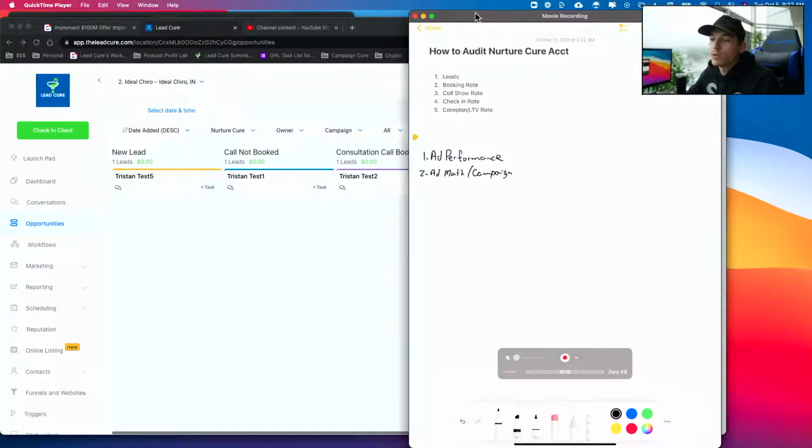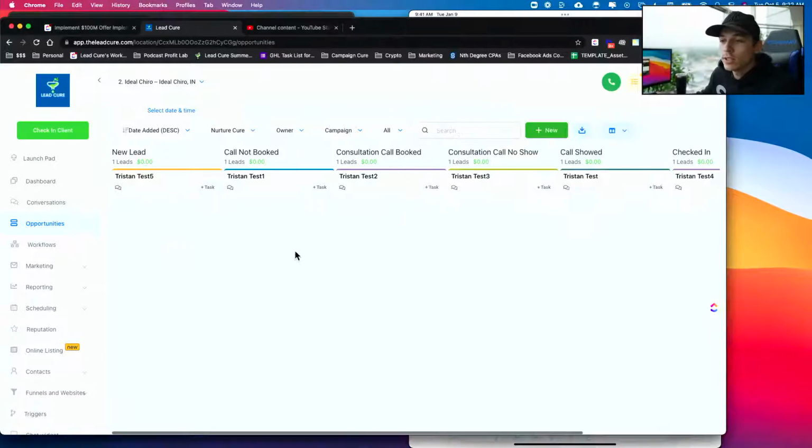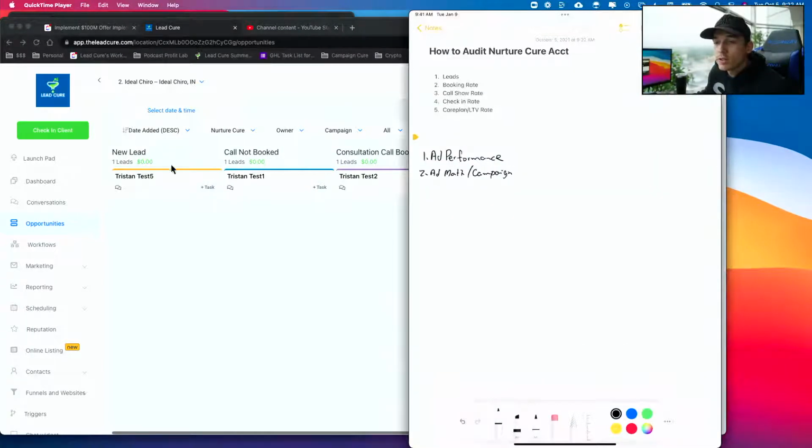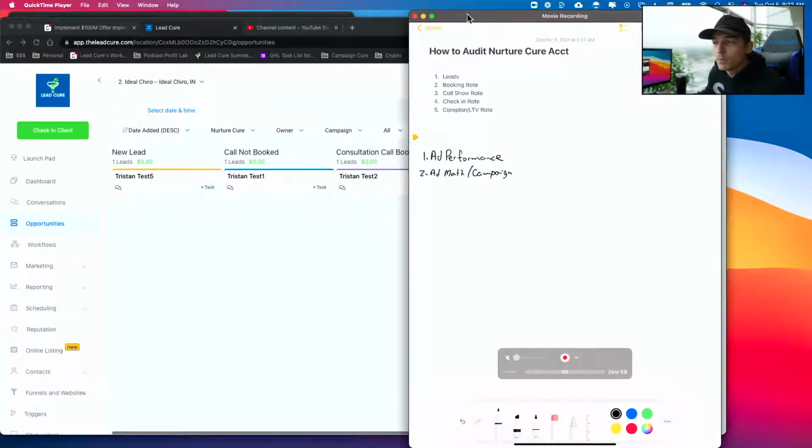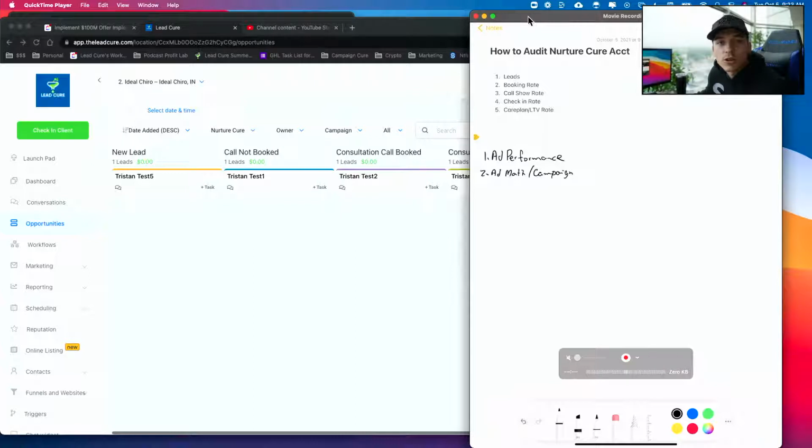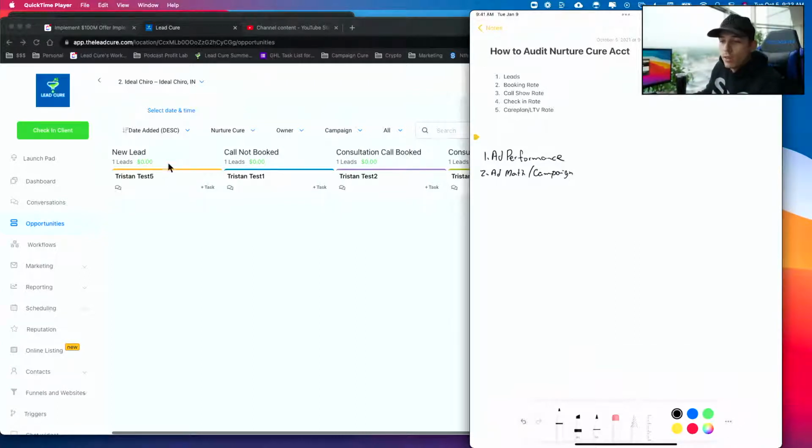Then you can go into the nurture sequence for booking rate, call show rate, check-in rate, care plan, LTV. In our lead care app, where we white label another service, we have it set up that way: a new lead comes in, and if they don't book within 8 minutes, meaning once they opted in, the thank you page took them to the calendar, they get moved to call not booked. Okay, that's stage one, call not booked. That just means that when they opted in, they didn't book instantly, and then they're going to get sent to our nurture sequences.